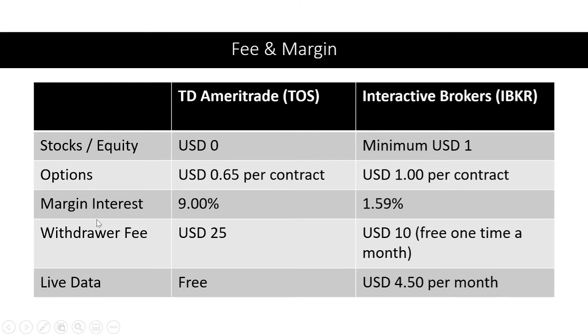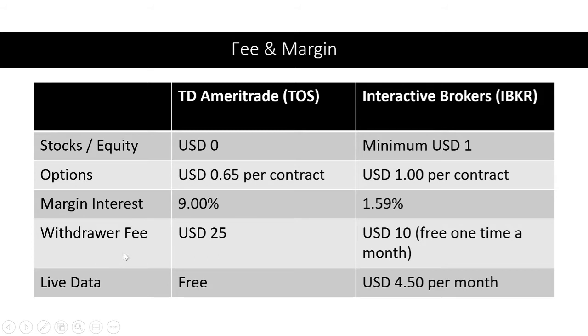So for the margin interest, TD Ameritrade is charging a very high margin interest. What is margin interest? Margin interest means that once you are using margin, the financing from the broker, they will charge you a certain amount of interest. TD Ameritrade is charging you 9%. This is very high. For Interactive Brokers, they only charge you 1.59%. This is very low. So if you are a trader who needs to use a lot of margin, Interactive Brokers will be much better for you.